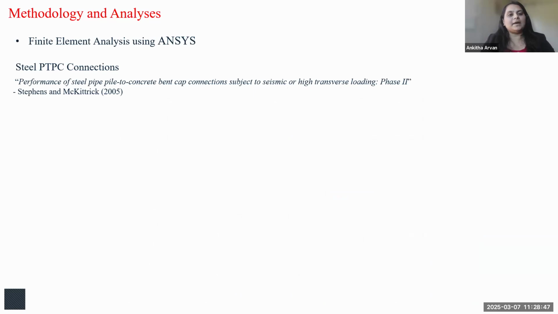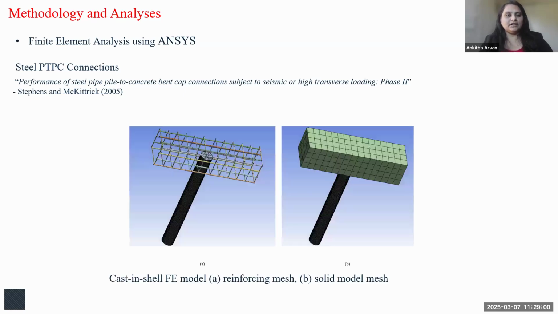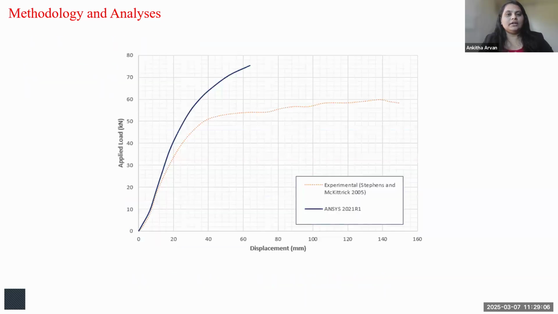I'm presenting only basic examples, but of course there were several others in my research. Here, the steel pipe to pile cap connections subjected to seismic or high transverse loading were studied. I recreated that model in ANSYS, as you see here, the cast-in shell FE model. Because it was seismic, I couldn't get a closer response as I had to refine the ANSYS model more, but it did give a good response in the initial phases.